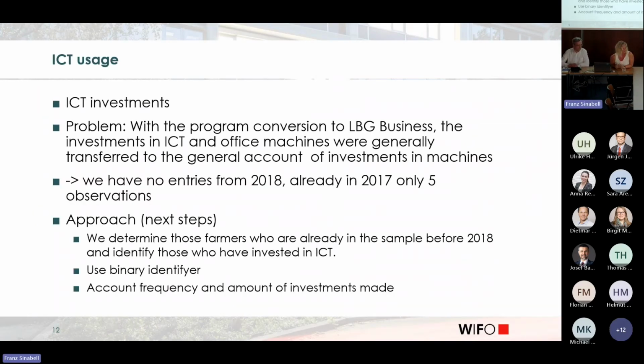In the next step, as Franz already mentioned, we want to see how ICT usage is affecting the productivity and productivity growth rates, in particular of those farms. What we have from the accounting table are ICT investments. However, we have a big issue there because the LBG company switched the program, and as a result, the investments in ICT and office machines were transferred to the general account of investments in machines. This happened in 2018. So from 2018 onwards, we cannot divide between the general investments in machines and ICT investments.